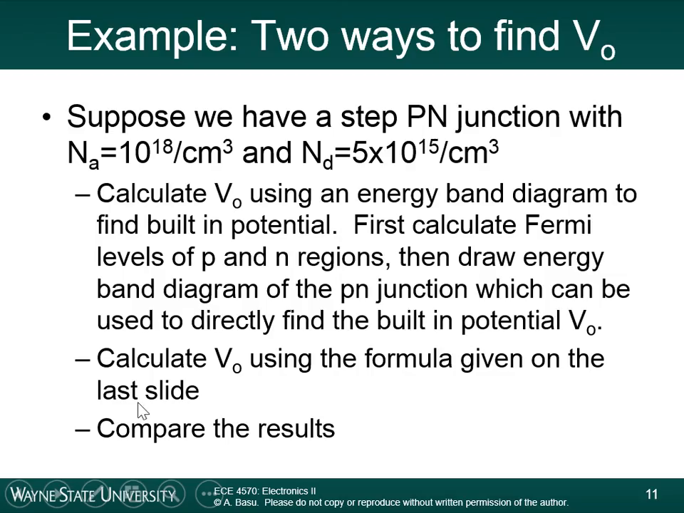So what we want to do is calculate V0 using an energy band diagram to find the built-in potential. First, calculate the Fermi levels of the p and the n regions, draw the band diagram, and then use that band diagram to find the built-in potential V0. The second way of doing it is just to use the formula that we just derived, given on the last slide. And when you compare the results, the two results should be the same. So it's a good way of checking over your answer.